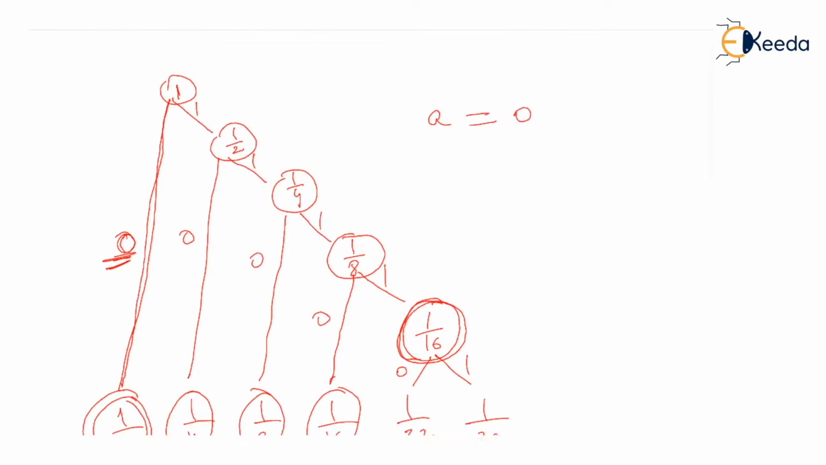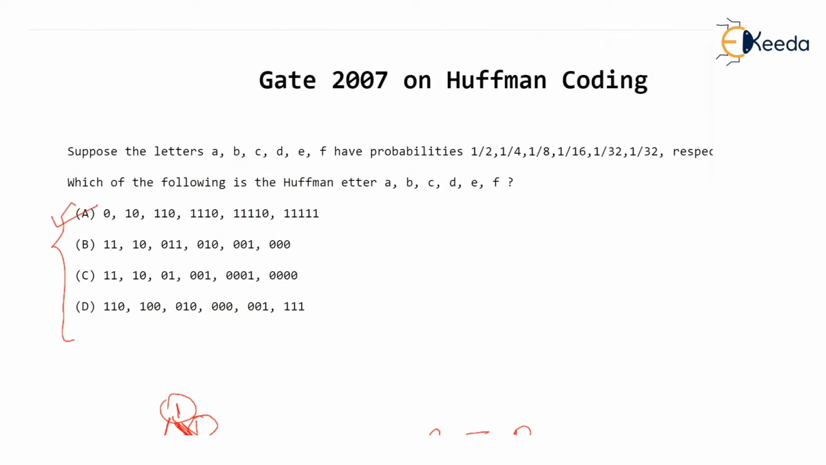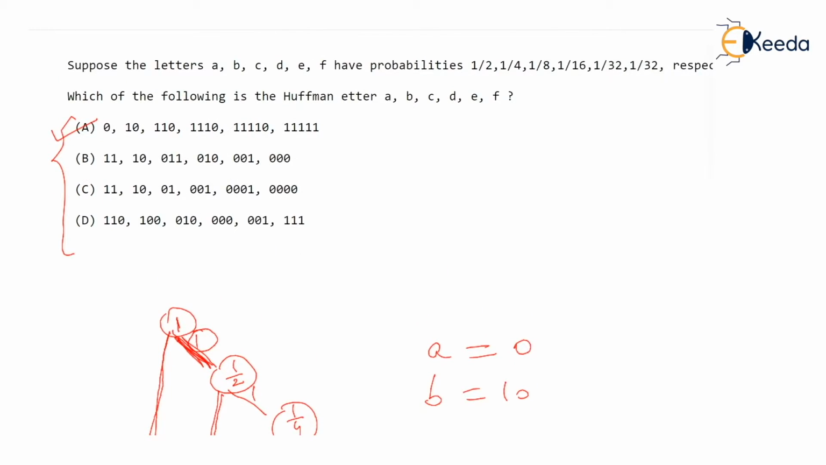But confirm it, that code for B you will get. Code for this letter, whose probability is 1 by 4, you will get if you take this edge, correct, and reach 1 by 2, and then finally take this left edge. So the bits that you have read are 1 followed by 0. So code for B is going to be 10. So option A is matching. So A is the answer for this particular question.